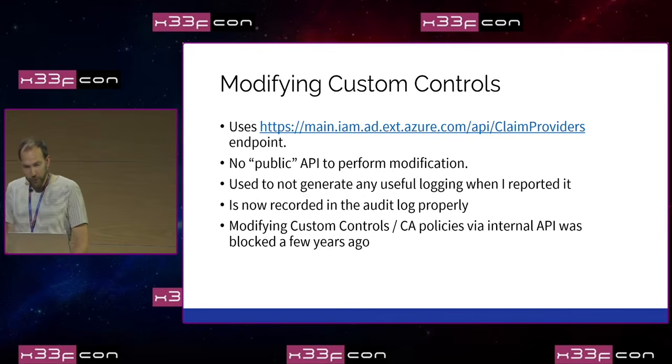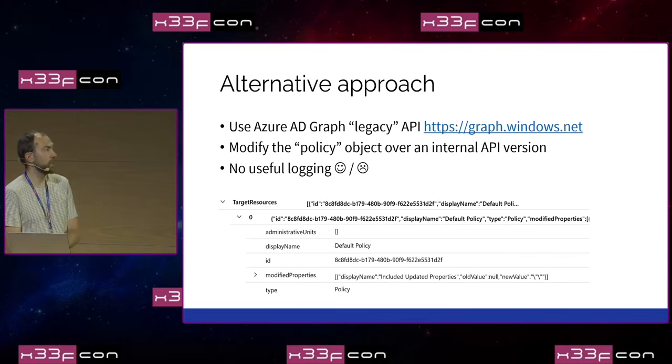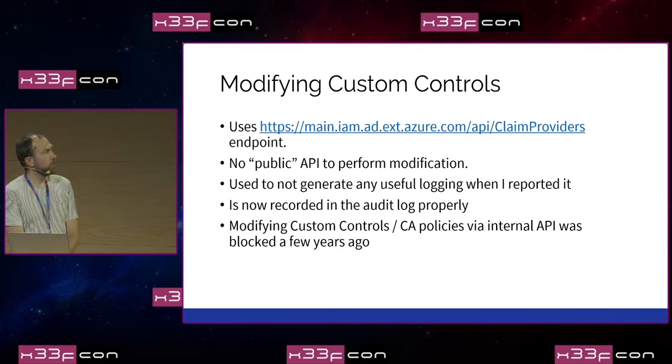At least for the custom controls, it's now recorded. So this one uses the IAM API, which isn't even publicly available. I don't think there is a way to modify the custom controls over the Graph API. When I wrote the report to Microsoft, it didn't generate any useful logging. Basically, you got the same thing as here. Now they do actually record this properly, so you can see it in the audit logs. And you cannot modify this via the internal API, because modifying conditional access policies via the internal API was blocked a few years ago. So actually, the legacy feature is now harder to do stealthily than the modern feature.